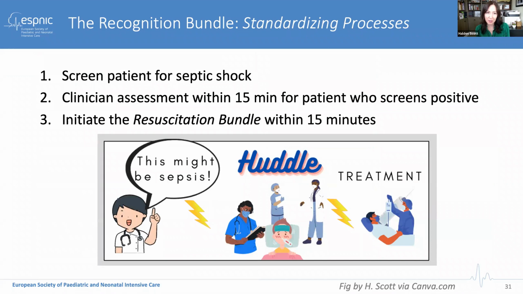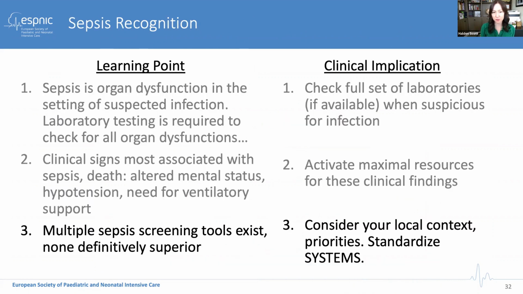So this brings us back to the recognition bundle. Having a screening process, these lightning bolts represent kind of systems you can build within your healthcare setting, that when someone thinks they have sepsis, there's some process to call a huddle or bring clinicians to the bedside. And if those clinicians agree that this is sepsis, that the resuscitation bundle or treatment can start right away.